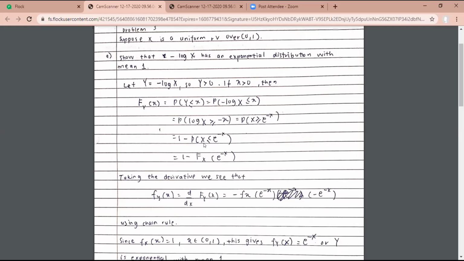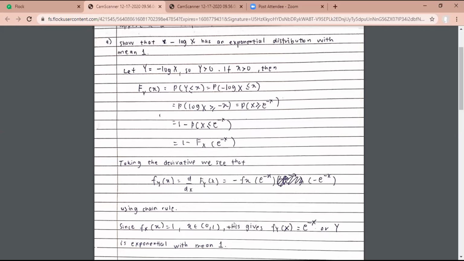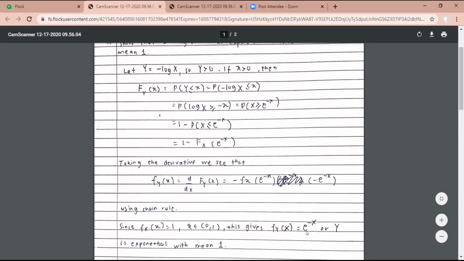is equivalent to 1 minus the probability that X is less than or equal to e to the negative y, and then 1 minus F_X of e to the negative y. Taking the derivative using the chain rule, we get f_Y(y) equals negative f_X(e^-y) times negative e^-y. Since f_X(x) equals 1 for x within 0 to 1, this gives f_Y(y) equals e^-y, so Y is exponential with mean 1. So that is question A.